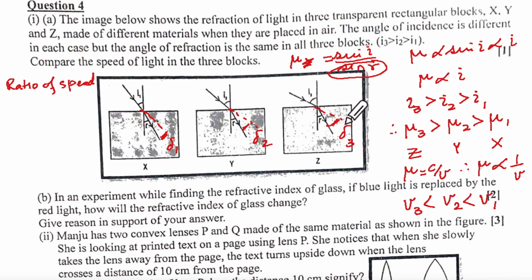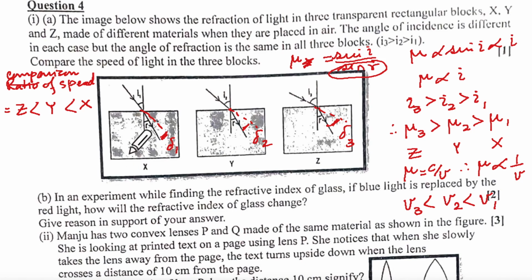So the refraction is maximum happening where? In Z. So refrangibility is more means refractive index of Z is more. Didn't we get that? Z has got more refractive index. And they are talking about the speeds. So comparison of speed: V3, that means Z, will be the least, then Y, and then X.